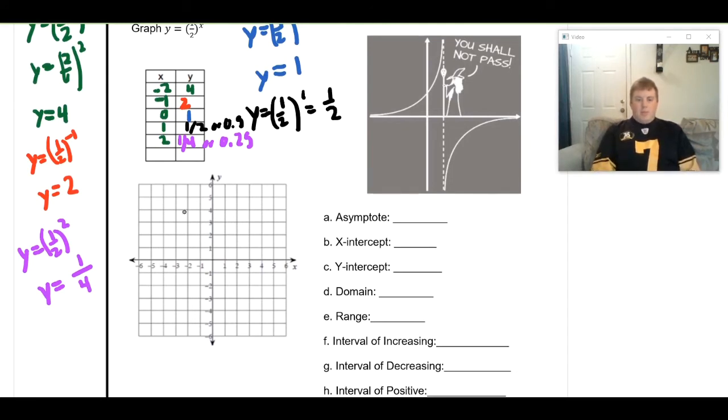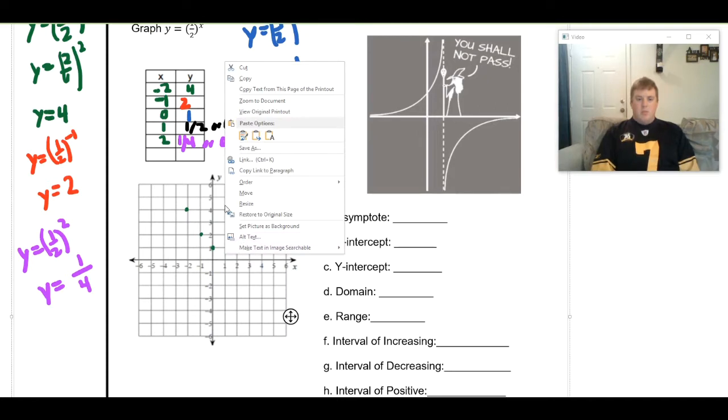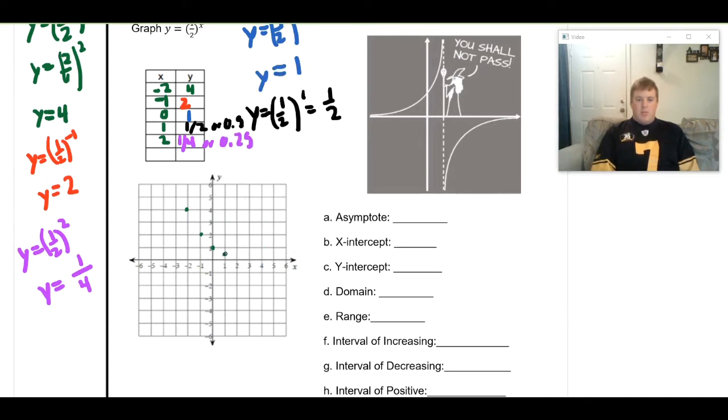So I had -2, 4, so I put a point right there. I have -1, 2. I have 0, 1. I have 1, 0.5, and then I have 2 and 1/4. So that's going to be close to that x-axis, but not quite there. Now we'll go ahead and connect those dots. We'll make our curve, and we're going to level off.